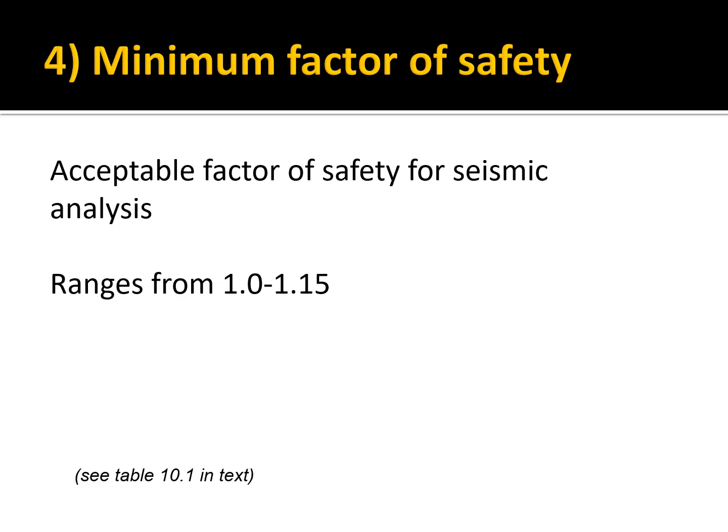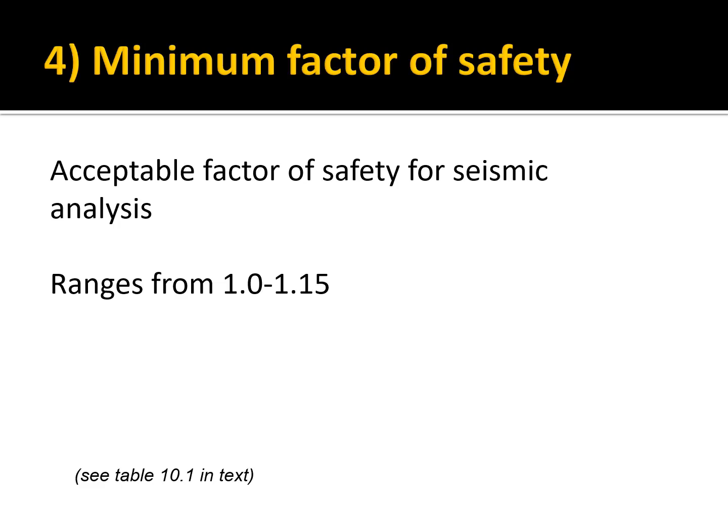Okay, now in step 4, we take the factor of safety that we've calculated using the seismic coefficient and the reduced shear strength, and then we decide what's our acceptable factor of safety for a seismic analysis. That ranges from 1 to 1.5. Again, you can look at table 10.1 in the textbook to see a suggested set of ranges.